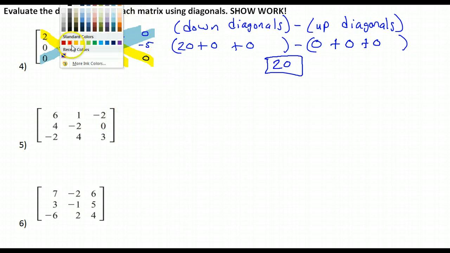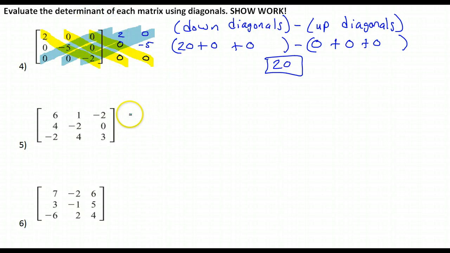I think I will switch colors, just so we don't get mixed up. So what did I say to do first? Recopy the first 2 columns. So this is going to be 6, 4, -2, and then 1, -2, 4. All right, I've just recopied the first 2 columns.